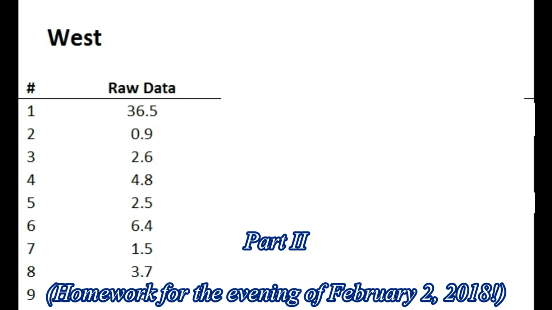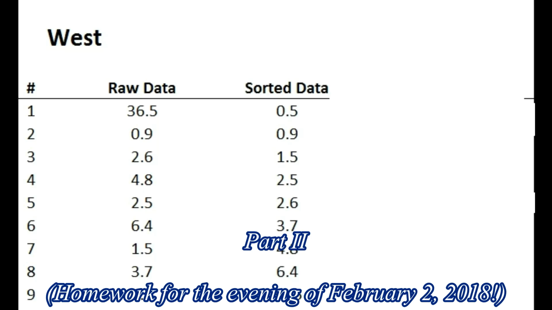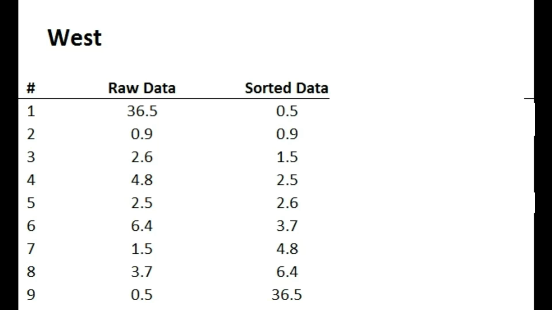All right, let's look at the data we have here from the West. Now, there's our raw data, and we've just got a bunch of numbers. All right, now we're going to sort that data out, and here we have 0.5, 0.9, 1.5, all the way up to 36.5.